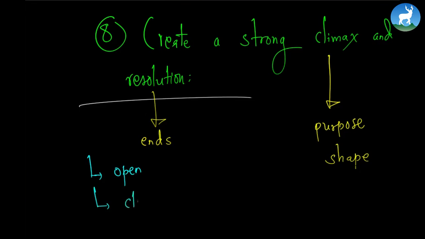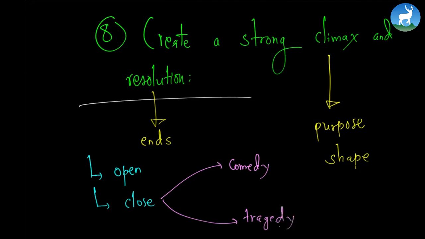Another is closed ending, and in closed ending there are 2 kinds of endings. One is comedy, where everyone is happy and everyone is unified in the end. Another is what we call tragedy, where one of the characters dies. Or it could be a mix of comedy and tragedy, thus giving birth to a new genre called tragic comedy. Many of the short stories written by the greatest writers follow the tragic comic genre.